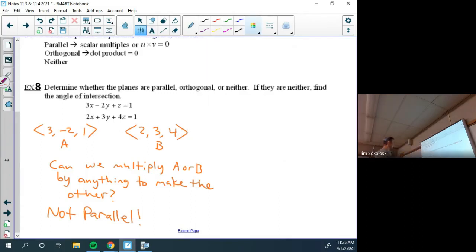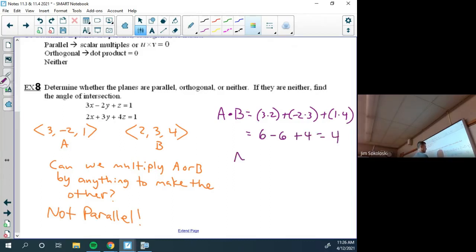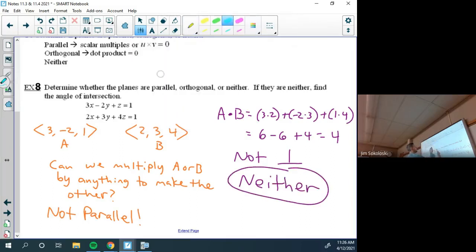All right. So now, orthogonal. Well, let's do the dot product. A dot B is going to be 3 times 2 plus negative 2 times 3, plus 1 times 4. So I get 6 minus 6 plus 4. Well, that equals 4. So they're not perpendicular. Which, of course, means that they're neither. But look right here.